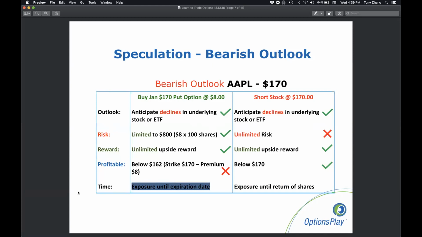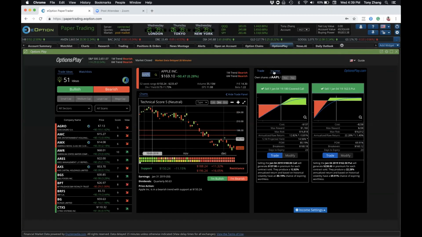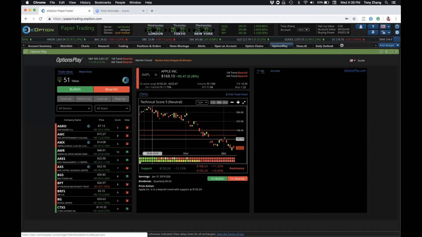I really wanted to illustrate these differences to you guys, but I think the best way to learn is actually utilizing the platform and showing it to you. So what I'm going to do is jump over to OptionsPlay real quick. I want to show you each one of these two examples here, and I'll move back to this real quick.